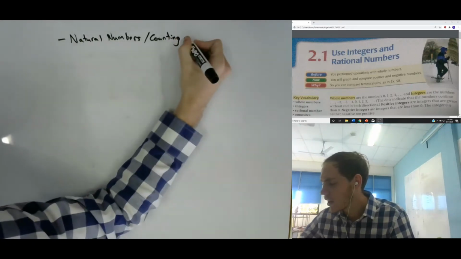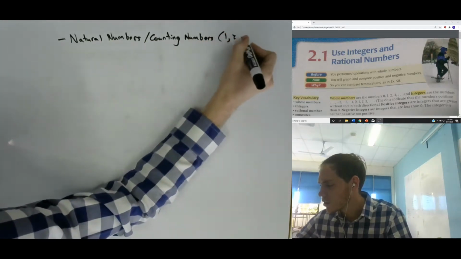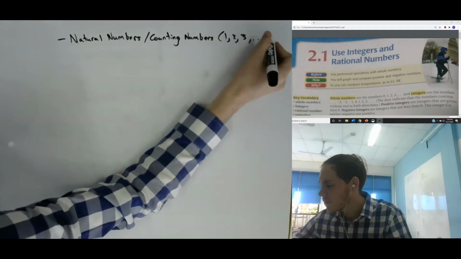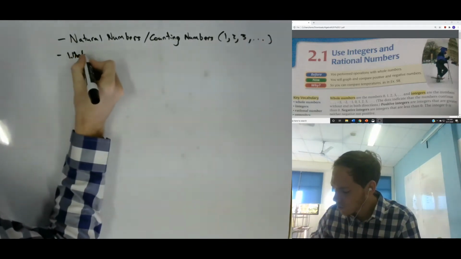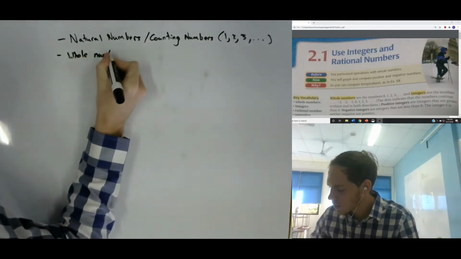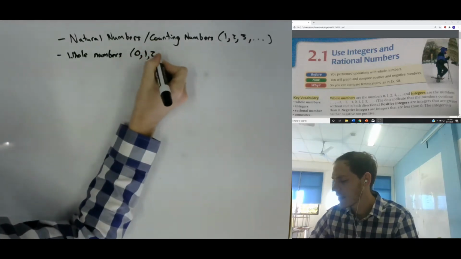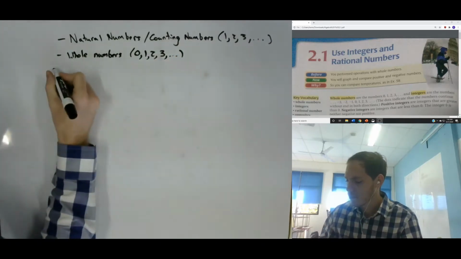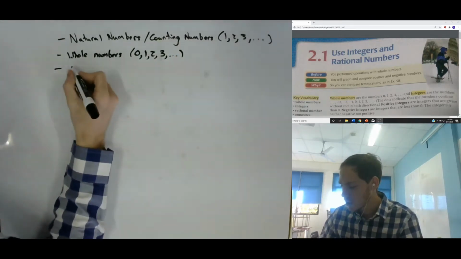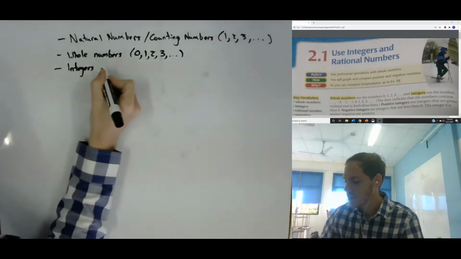Now this category is going to start with 1, 2, 3, and so on. Okay, then we have whole numbers. And whole numbers, in this case, will be every number that's not negative. So we add 0 to it, okay? The next part is integers, okay? Integers are going to be the whole numbers and their opposites.